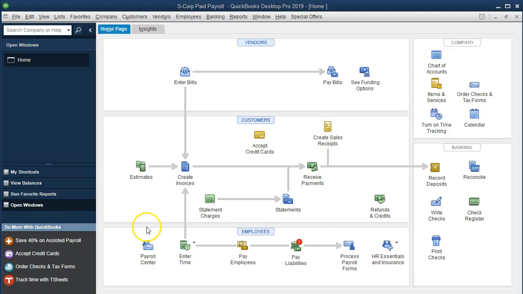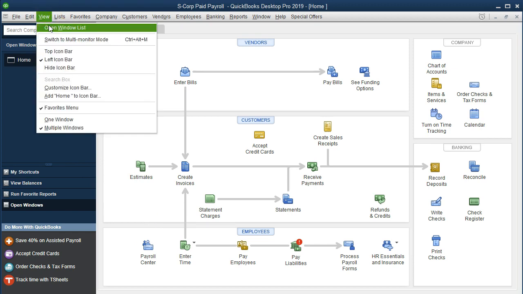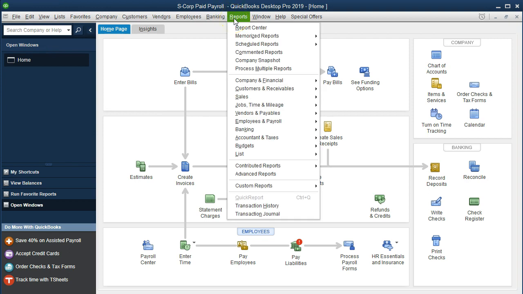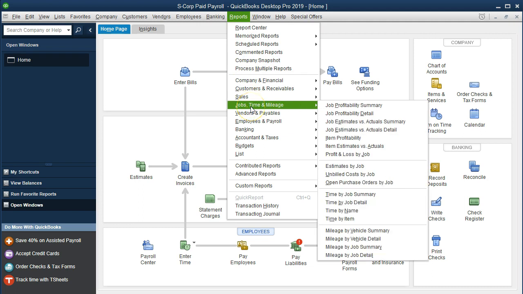Here we are on the home page. We currently have the open windows open. To open the open windows, go to the view drop down and the open windows list. We're going to go ahead and run the payroll as if that was the last payroll to see what the effect is on the quarterlies, the 941s and the 940.